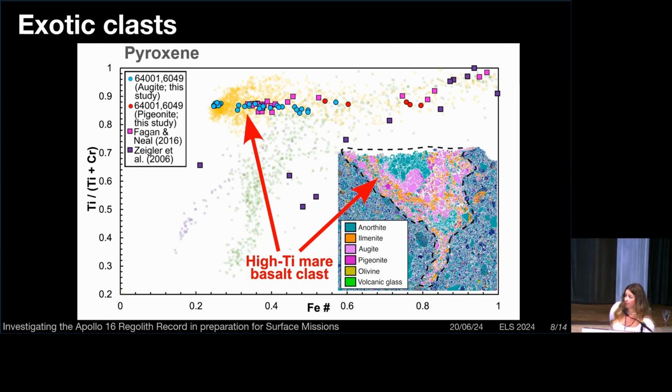And the data from this study is the red and blue circles. What you should be able to see is that they plot very nicely in the high titanium Mare basalt field, which is great. And they also overlap with, I think it's Neal and Fagan values from 60639, which was a Mare basalt clast proposed to be from Mare Tranquillitatis.